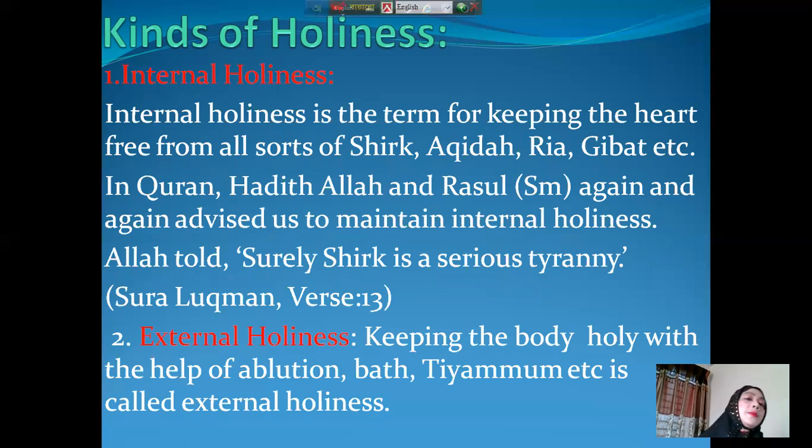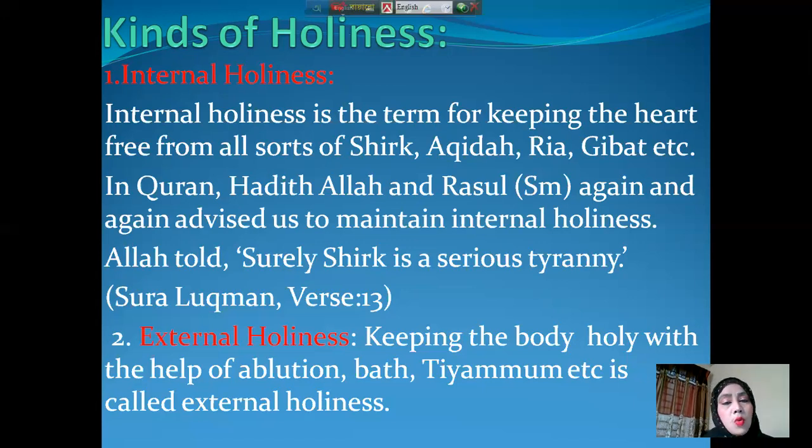Before starting the definition of internal holiness, I want to say something related to our Islam. Our first kalima starts with the word La, that means La ilaha illallah Muhammadur Rasulullah. If we go to the explanation of this kalima, we will see that with the word La, Allah is purifying our heart from all internal impurities.